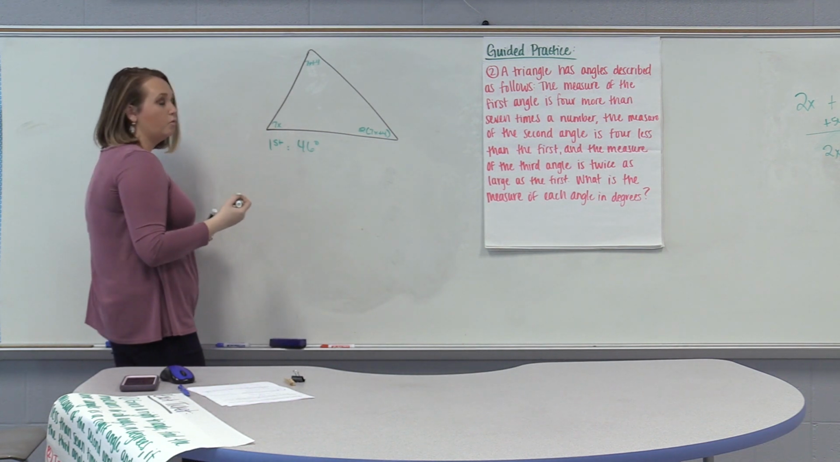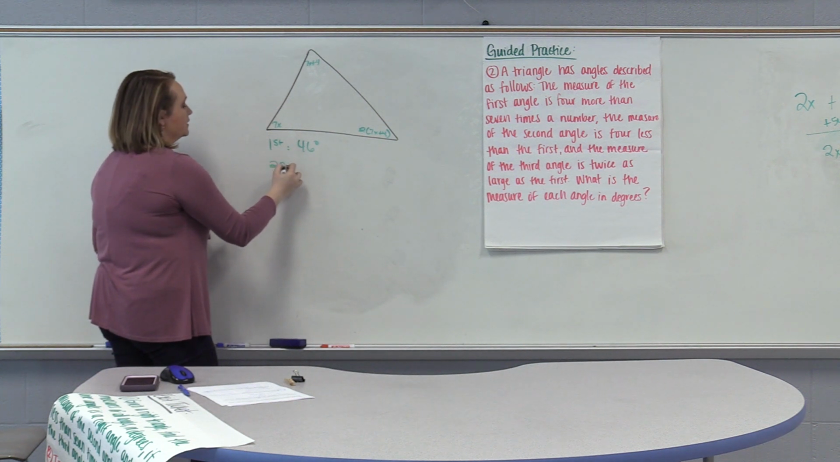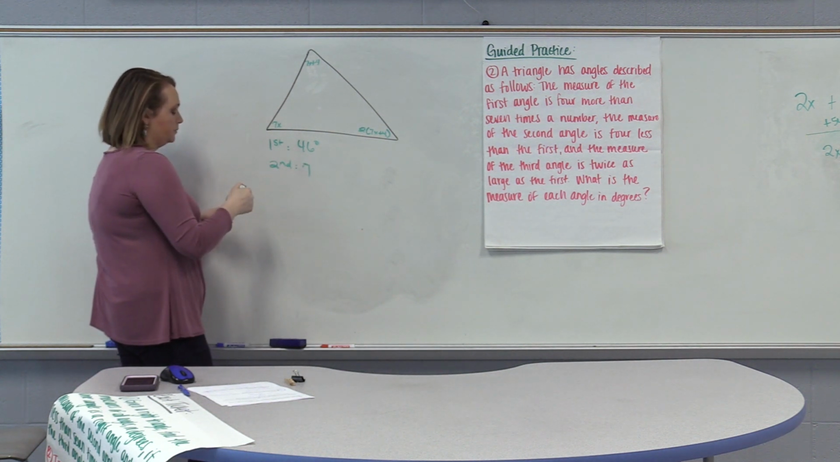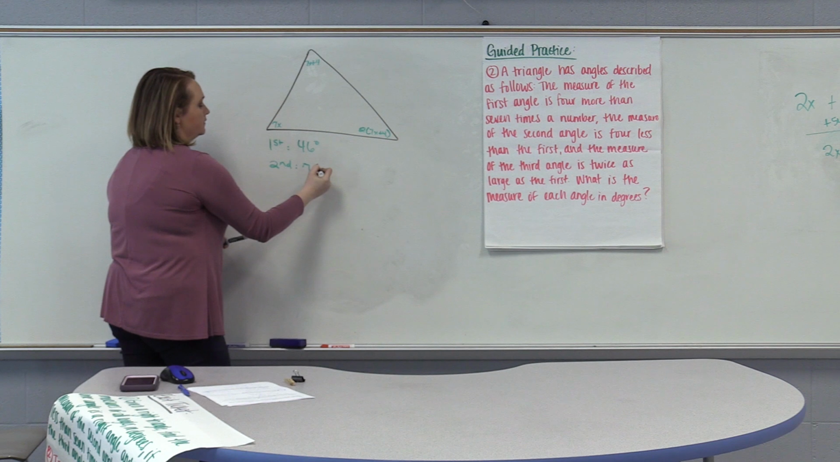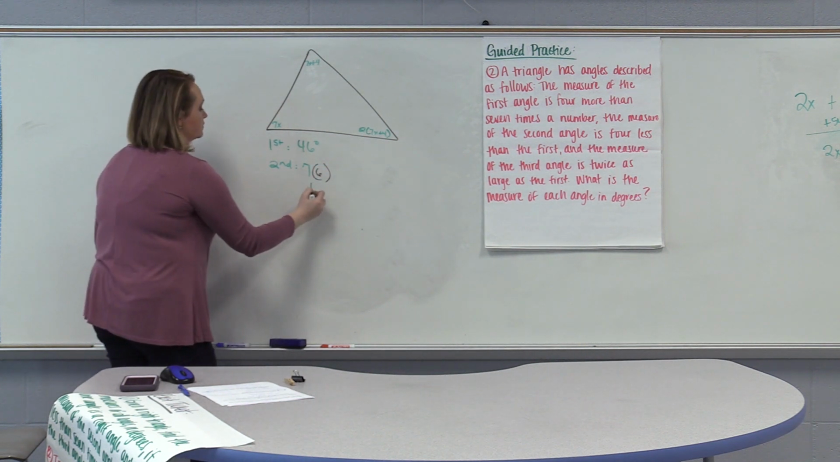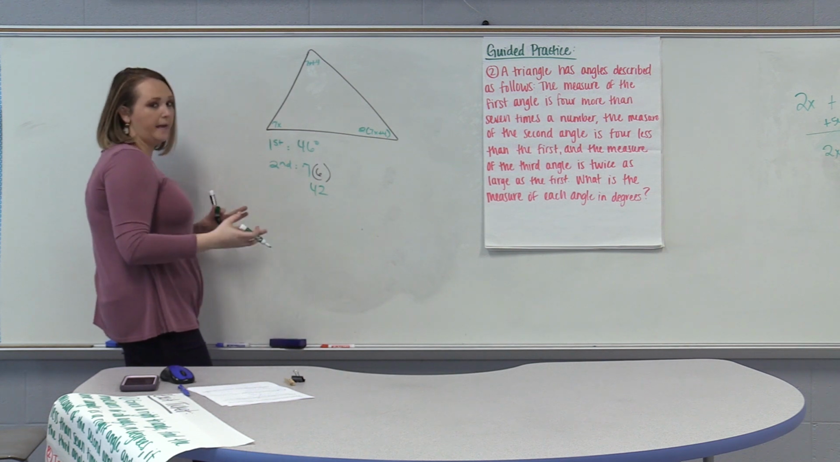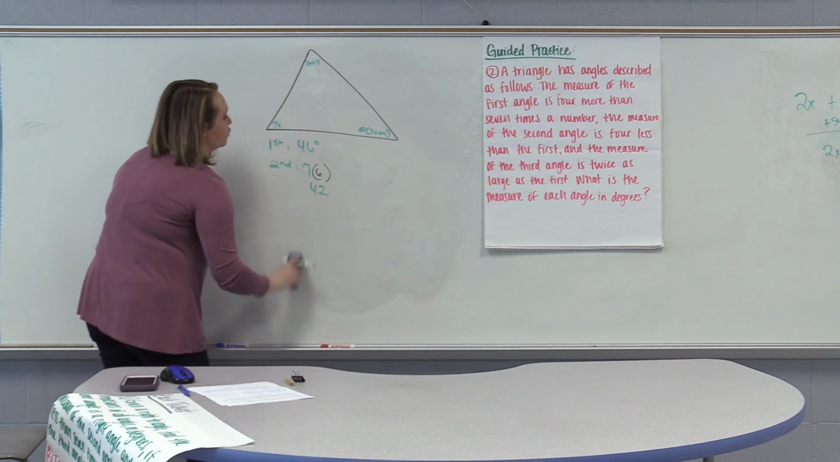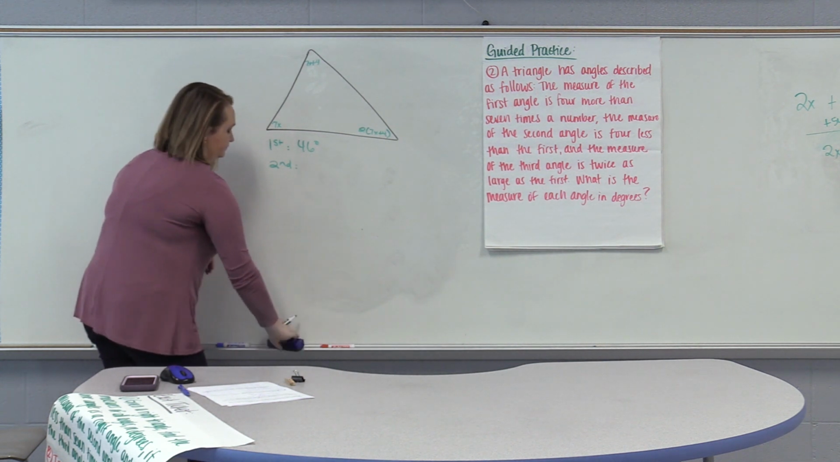The second angle was represented by 7x. So I'm going to plug in 6 for x. 7 times 6 is 42. So the measure of the second angle is equal to 42 degrees.